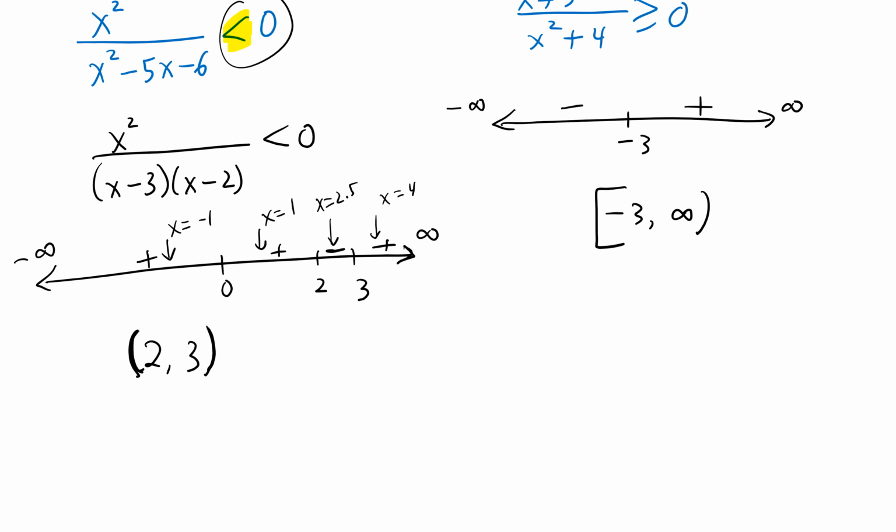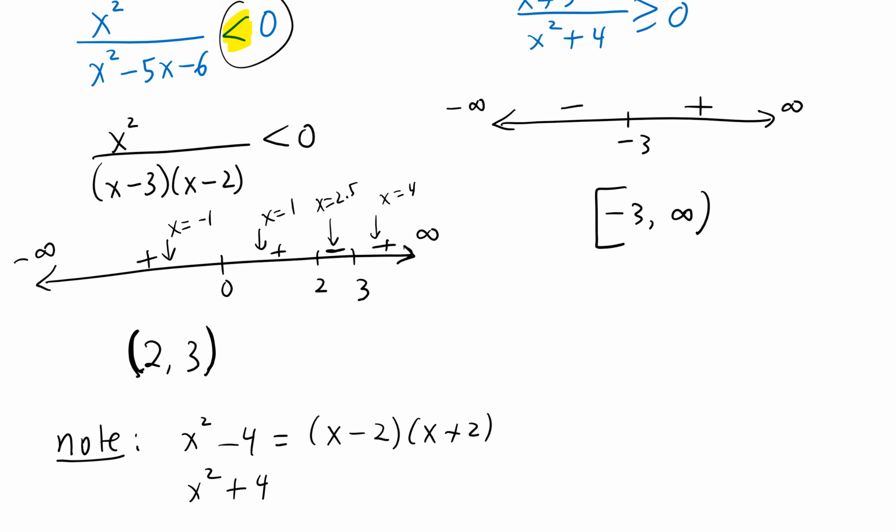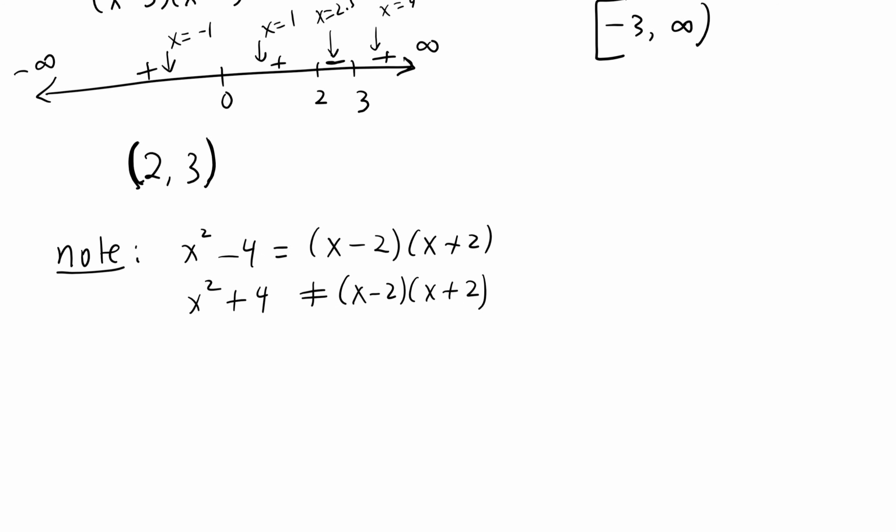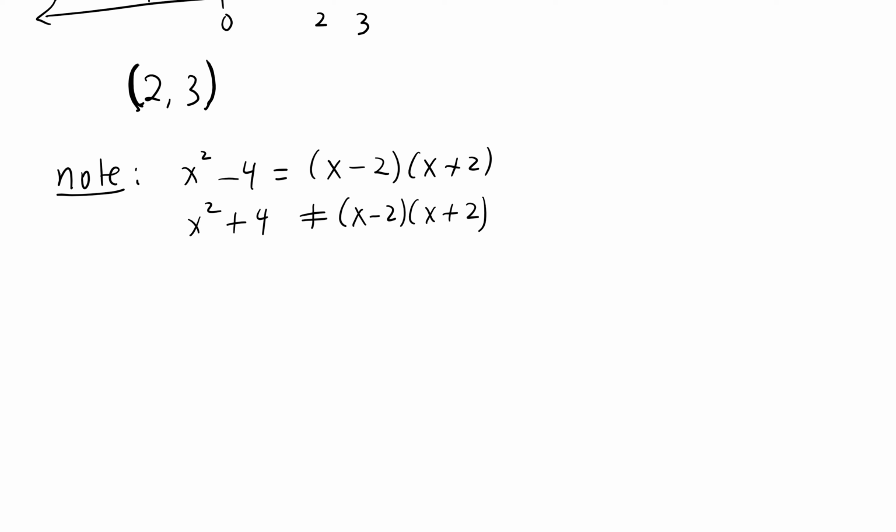So as a note, we know if it's x squared minus 4, we can factor it as x minus 2 times x plus 2. But x squared plus 4 is not x minus 2 times x plus 2. If you multiply the right hand side, you will see it's only the first one, not the second one.